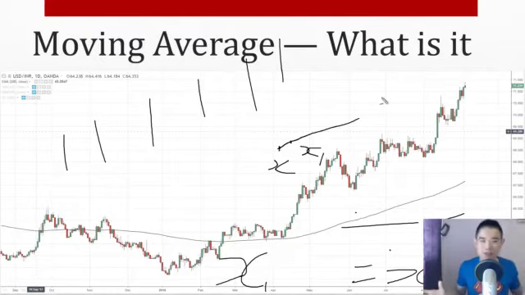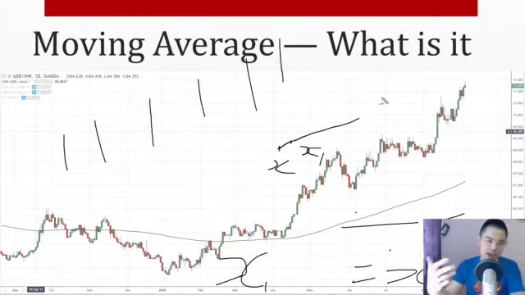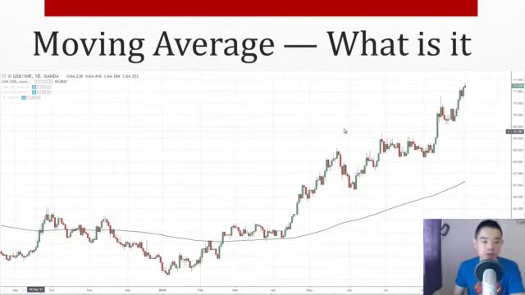Of course, there are many variations of it. You can use the high, you can use the low, you can use the weighted version of the high-low, etc. But this is the core concept behind it. You're just summarizing the past price action, the past data, to give you a smooth line on your chart. So this is how moving average is calculated.